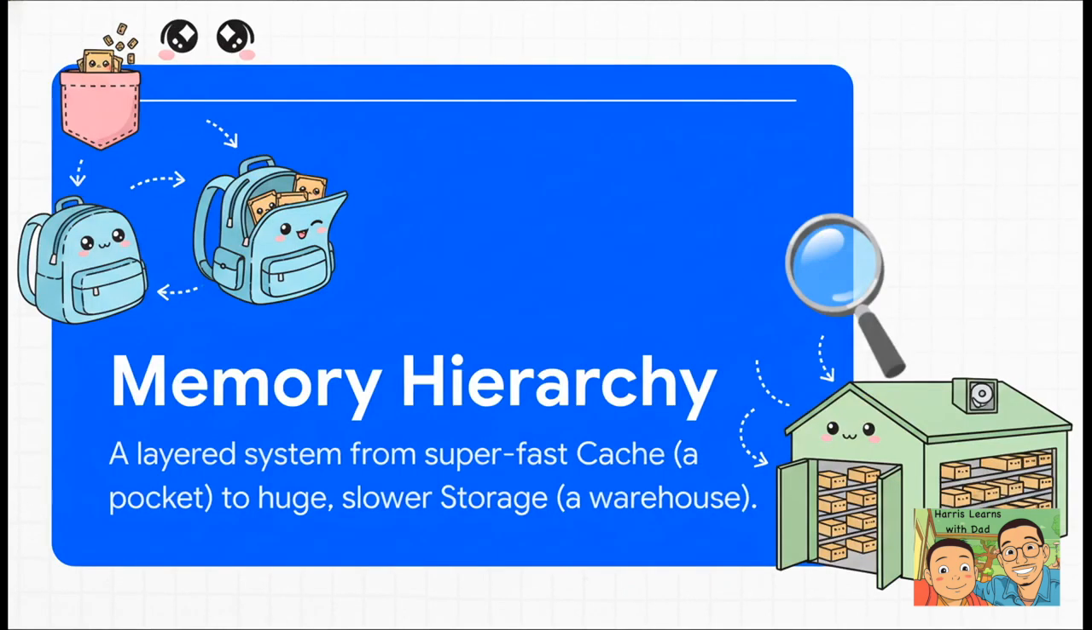And to keep all this data straight, computers use what's called a memory hierarchy. The analogy is perfect. The absolute fastest memory is called cache. Think of it like your pocket. It's small, but you can grab what's in there instantly. Then you have RAM, which is like your backpack. It holds more, but it's a little slower to get things out. And finally, you have your main storage. That's like a giant warehouse. It can hold a ton of stuff, but it takes the longest to go find anything.